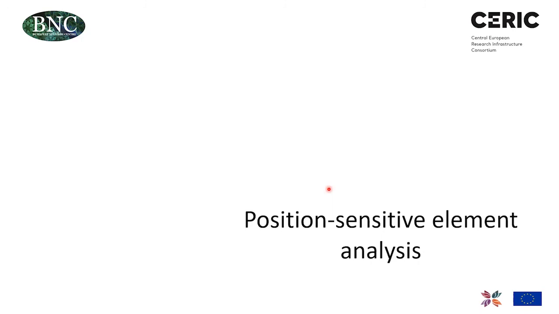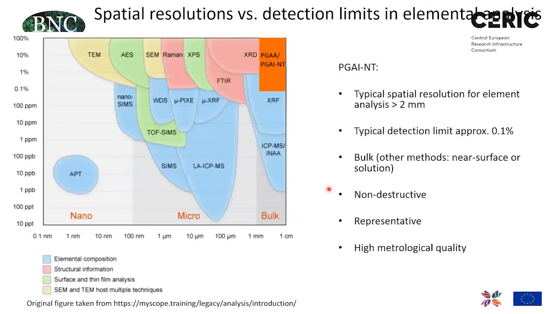In the following slides, I would like to show some examples for the position-sensitive element analysis, which we call PGAI, prompt gamma activation imaging. And in this plot, you can see the relation of our technique relative to other well-known element analysis techniques in material science. So this domain would be nanotechnology, this is microscale, and this is bulk.